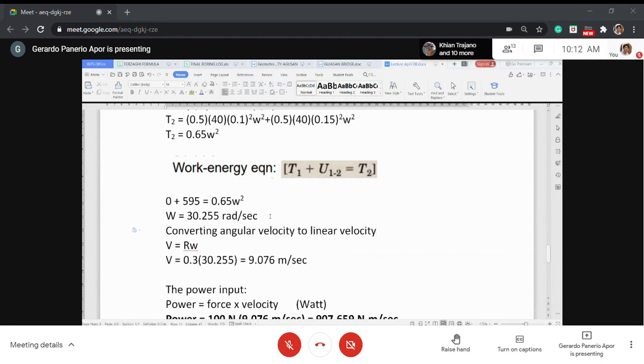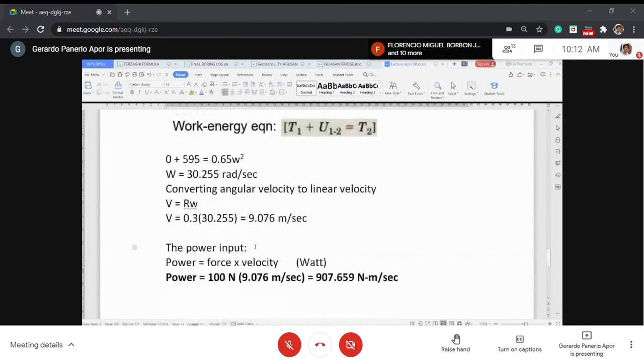Ang kakusog ni tuyok is 30.255 radian per second. If we are going to convert that to linear velocity, all we have to do is just multiply it by the radius of that body. Now, the radius is equal to 0.3. So we're talking about the point A here, which is 0.3 meters from point O. So the velocity equivalent to that is 9.076 meter per second.